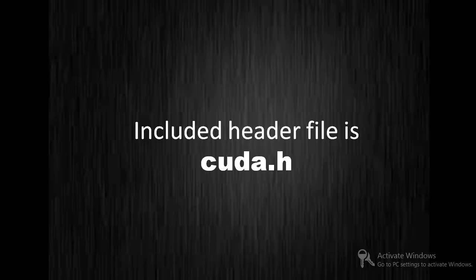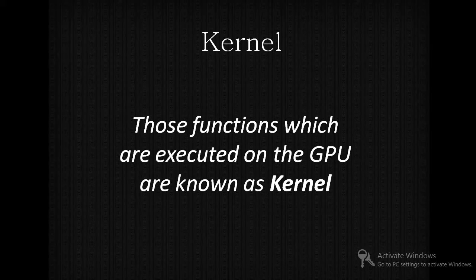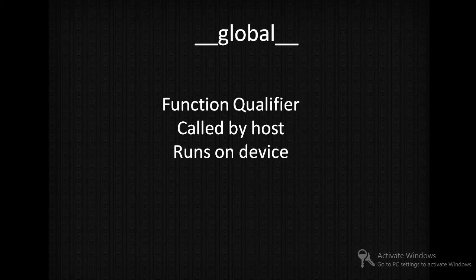The cuda.h header file is included to invoke the CUDA API functions from the CUDA runtime library. Kernel. The main CUDA C functions, simply those functions which are executed on the GPU, are known as kernels. Global. It is a function qualifier. If you put __global__ before a function, it means it's a kernel and should be called from the CPU and run on the GPU.